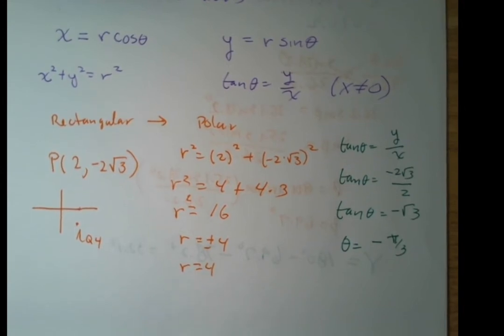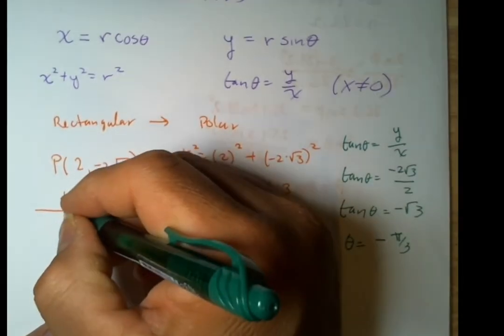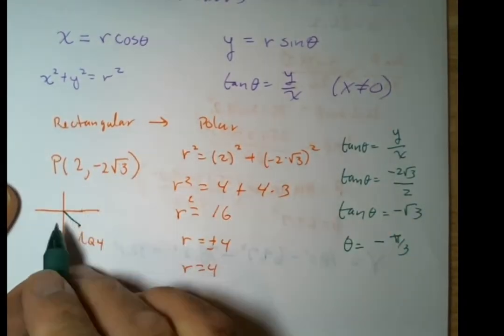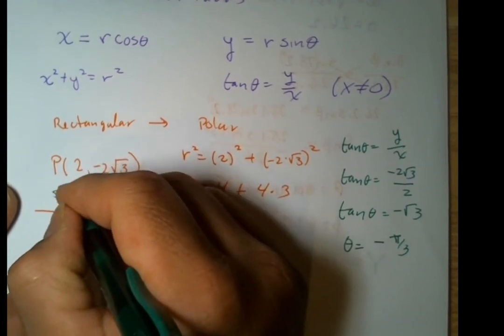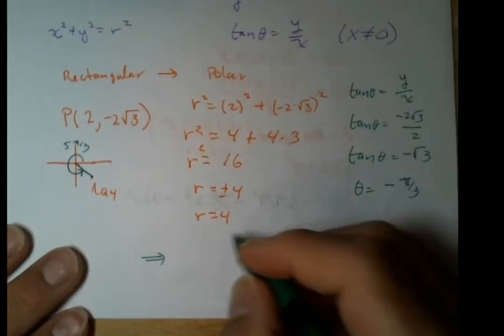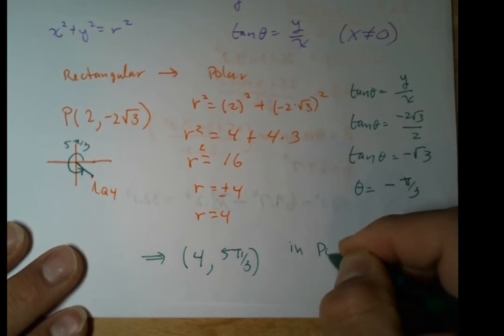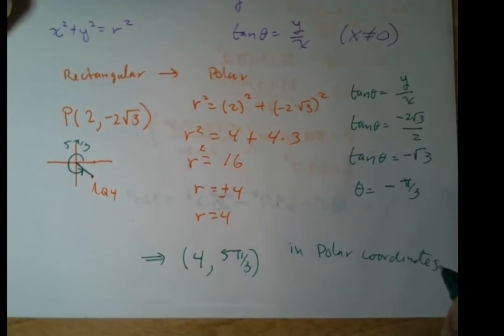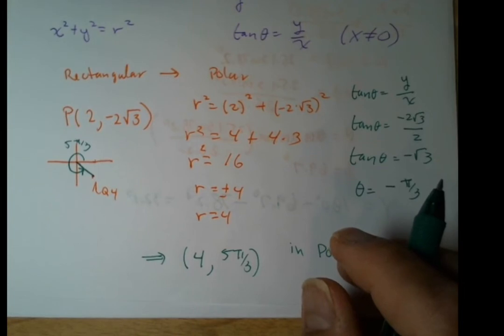So one way to do this: if you wanted to have a positive theta, let's say I just asked you to find a positive theta. If the reference angle is pi/3, then this angle here would be 5 pi/3. So we can have our polar coordinate be (4, 5 pi/3) in polar coordinates. And that's how we can go from rectangular to polar.